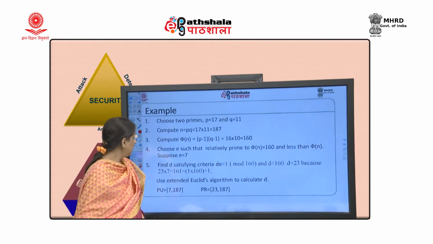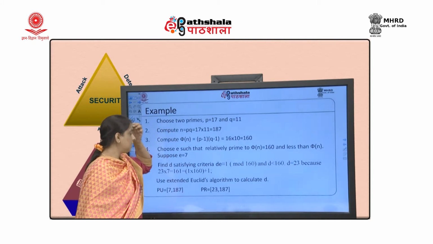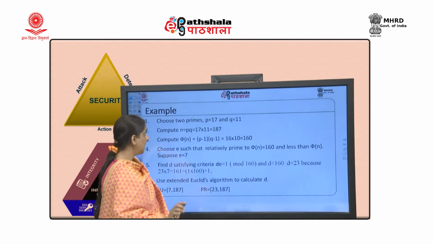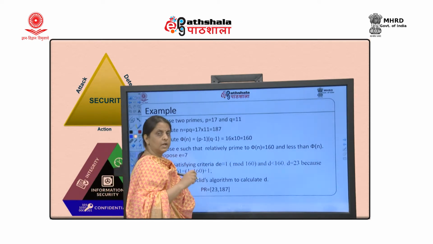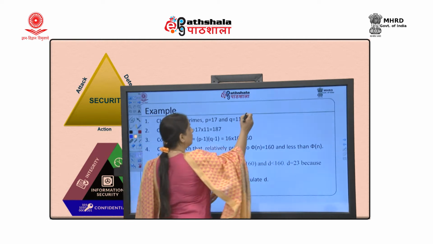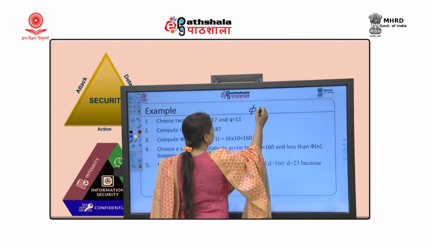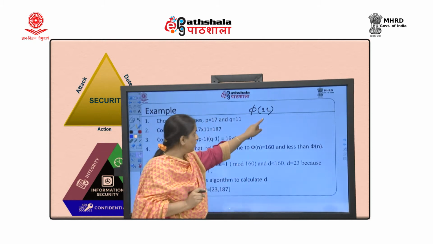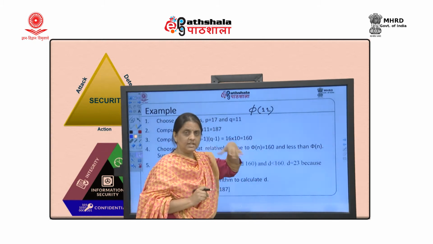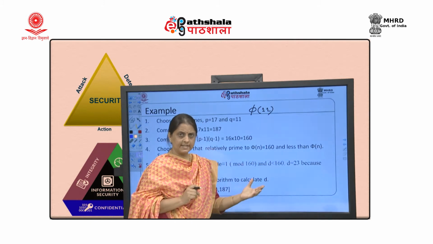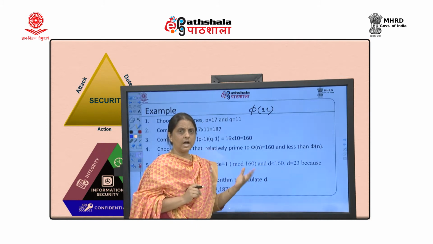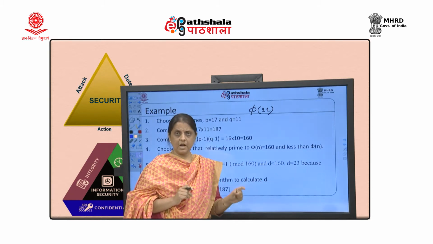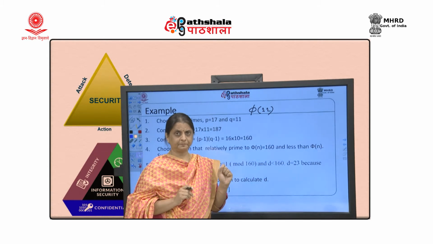Now one more thing before we go to the example of the RSA algorithm, I want to put one more point on the totient function. If you remember the definition of the totient function, it says if you want to find out the totient of 11, take all the numbers less than 11 and count how many are relatively prime to 11. That count will give you the totient function.